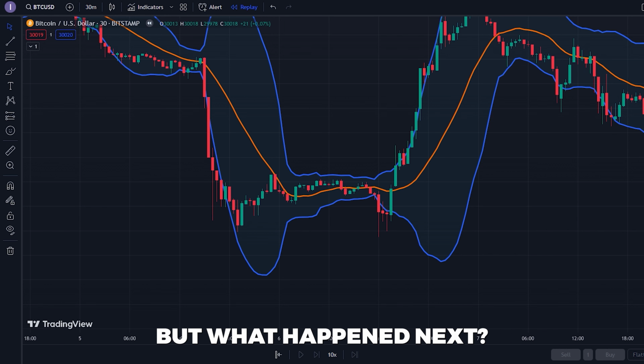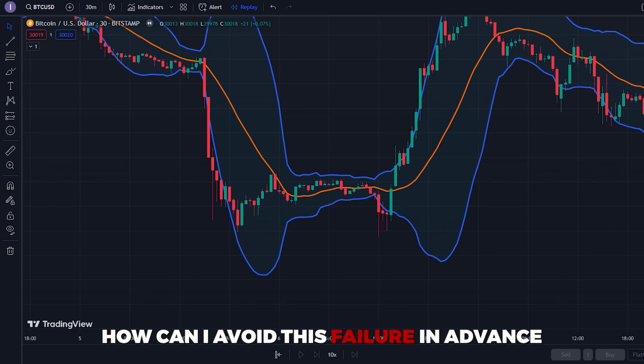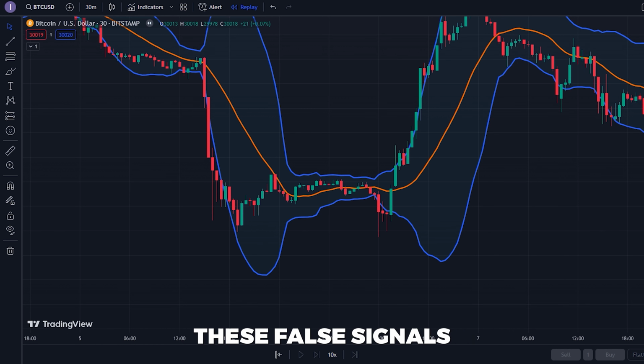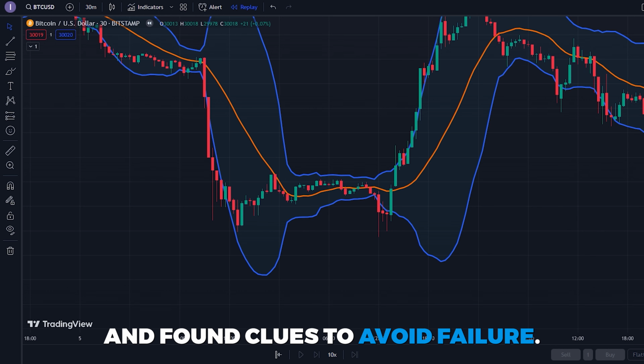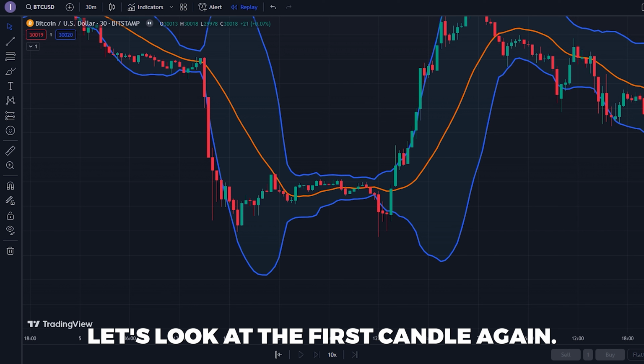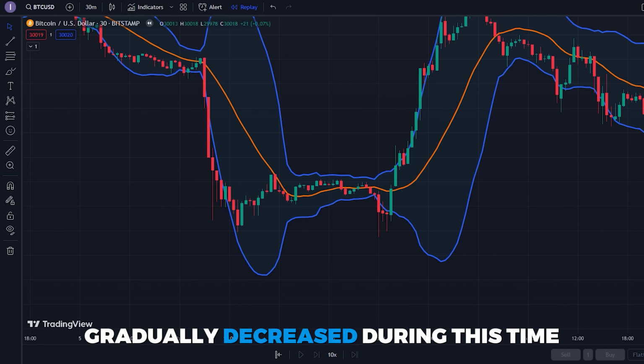But what happened next? Price bounced back again and rose to the upper line. In conclusion, this is a failed signal. How can I avoid this failure in advance? In order to filter out these false signals, I have experimented several times over the years and found clues to avoid failure. Let's look at the first candle again. It can be seen that the volatility gradually decreased during this time.